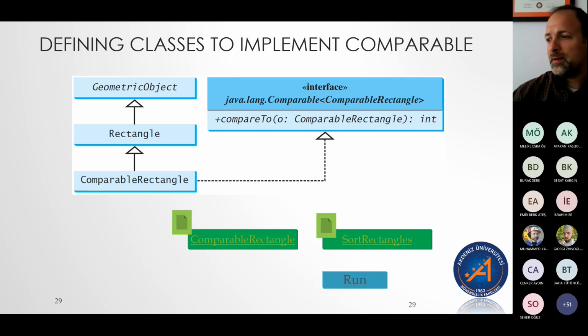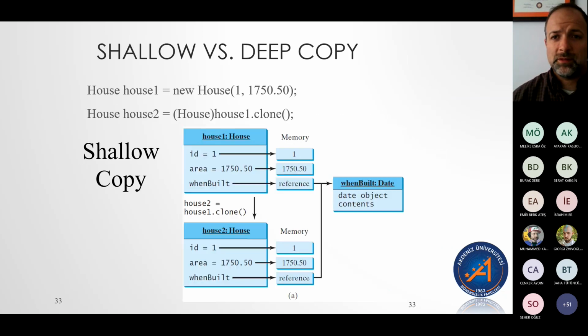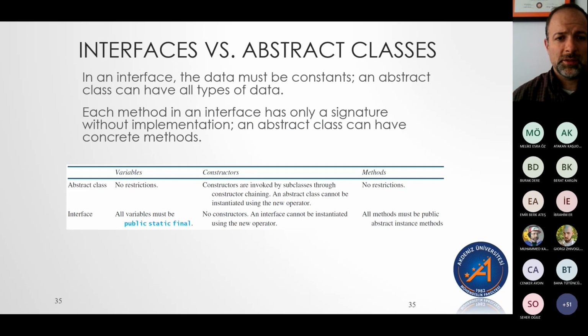All right. Let's skip over the Cloneable interface, and let's do a few comparisons here of abstract classes versus interfaces. For an abstract class, there are no restrictions on variables. We can have constants, normal variables, private variables, public variables, whatever variables we want.